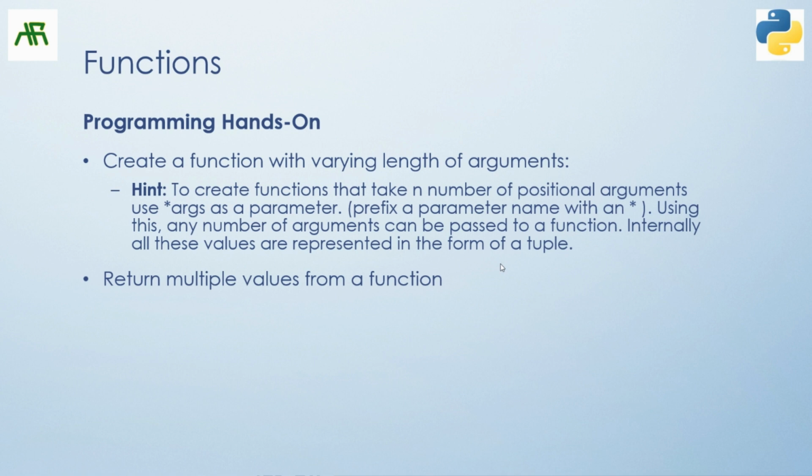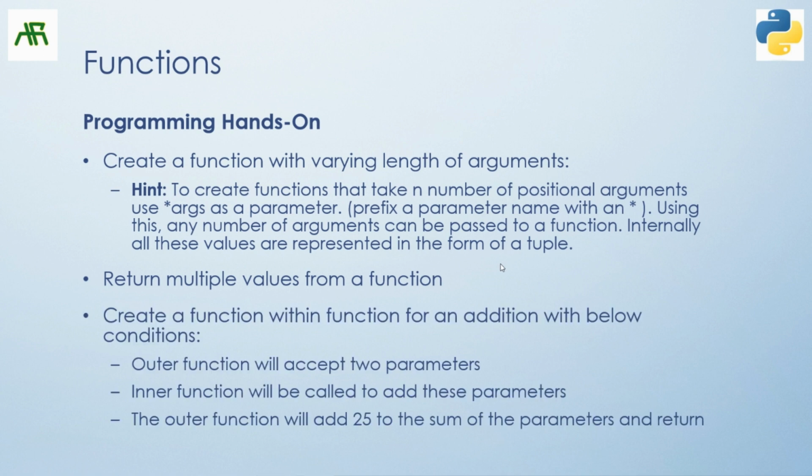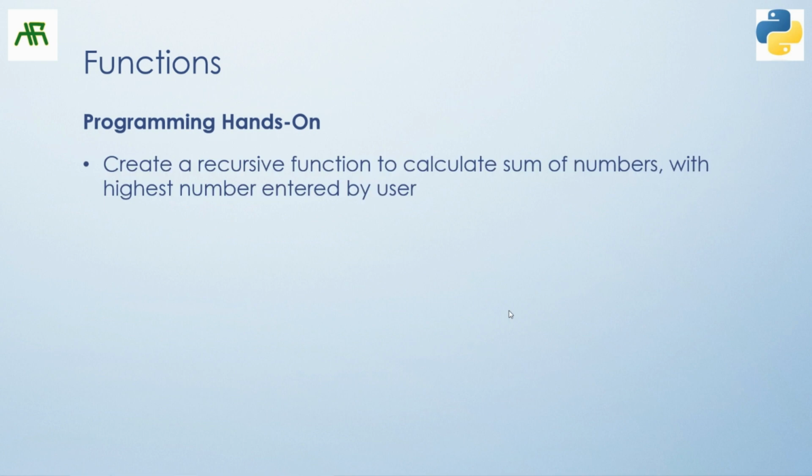Return multiple values from a function. Create a function within a function for addition with the below conditions. The outer function will accept 2 parameters. The inner function will be called to add these parameters, and after these parameters are added, the outer function will add 25 to the sum of the parameters. Remember, the inner function adds 2 numbers, and the outer function adds 25 to the result and then returns.